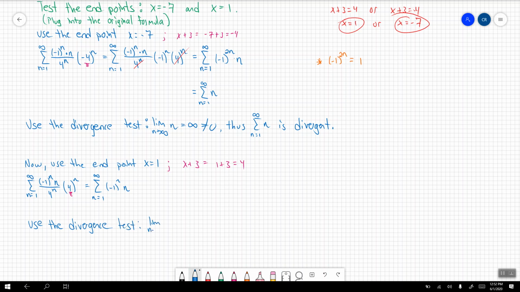to see that the limit as n tends to infinity of negative 1 to the power of n times n does not exist. And since it does not exist, it is not 0, thus the series for negative 1 to the power of n times n, in this particular case, again, is divergent.